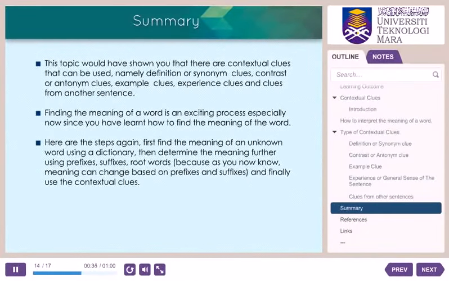First, find the meaning of an unknown word using a dictionary. Then determine the meaning further using prefixes, suffixes, and root words, because you now know meaning can change based on prefixes or suffixes. And finally, use the contextual clues. This process will give you the meaning of an unknown word.